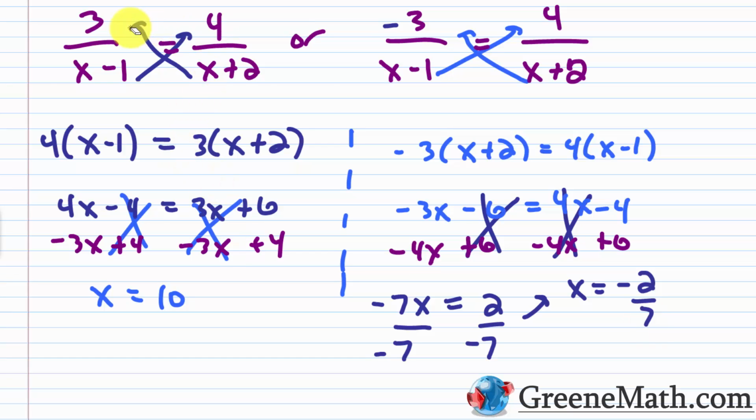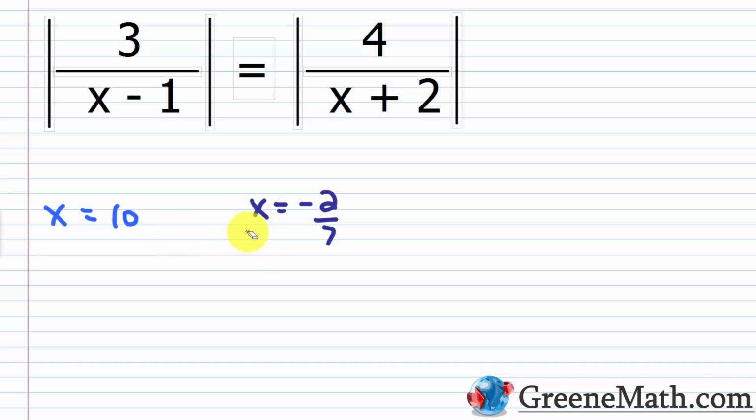So let me erase everything. So I'll say that x could be equal to 10, or it could be negative 2 sevenths. Okay, that's going to be our answer. And again, you can check this if you want. Plug in a 10 for each occurrence of x, you'll see you get the same value on the left and the right. Plug in a negative 2 sevenths for each occurrence of x, you'll again see that you get the same value on the left and the right. So this guy is correct.